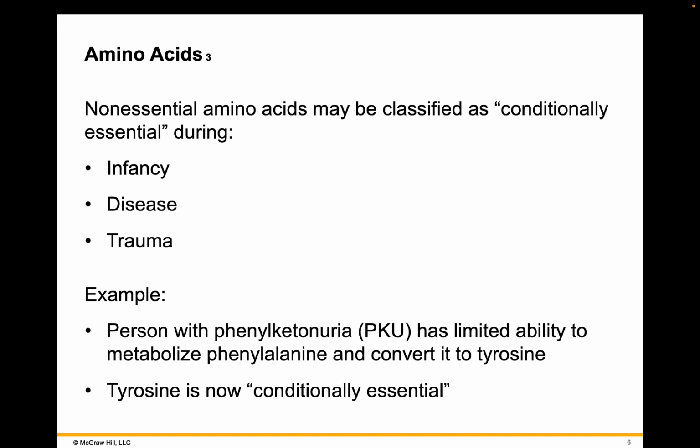Now, when we look at non-essential amino acids, they may be classified as conditionally essential. And that could be due to a number of conditions such as trauma, disease, or infancy. There is one particular disease known as phenylketonuria, or PKU, and this is characterized by a limited ability to metabolize phenylalanine and convert it to tyrosine. So now, because of this particular condition, tyrosine is conditionally essential in this population.